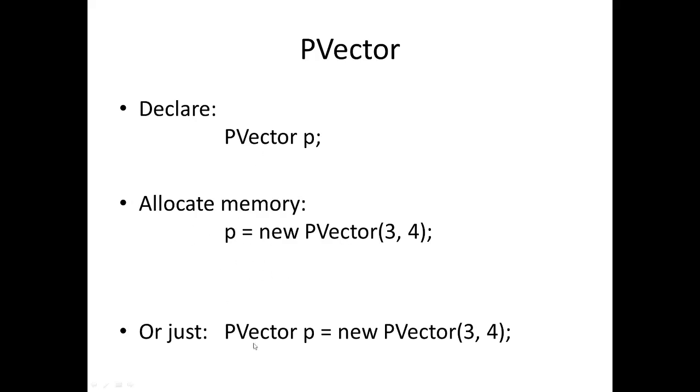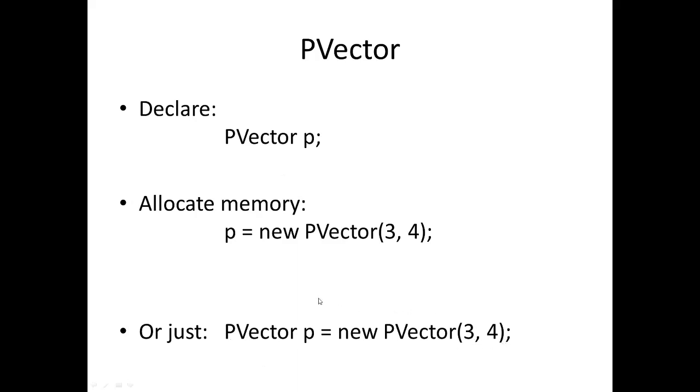Also, we can collapse these two lines into just a single line. Just like when we declare a variable, we can say int x semicolon, and the next line we could say x equals 7, and we could just combine that into a single line where we say int x equals 7. And the same thing here, we can combine these two lines into a single line if that's appropriate for our program.